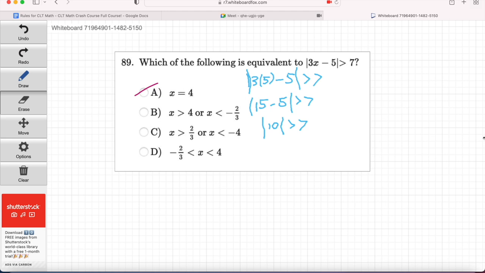Okay, we can stop there. You know the absolute value of 10 is 10. Is that a true statement? Yes, it's a true statement. I don't think we can stop there, though. We've got to test the next set of values in answer choice B. It says x is less than negative 2/3.